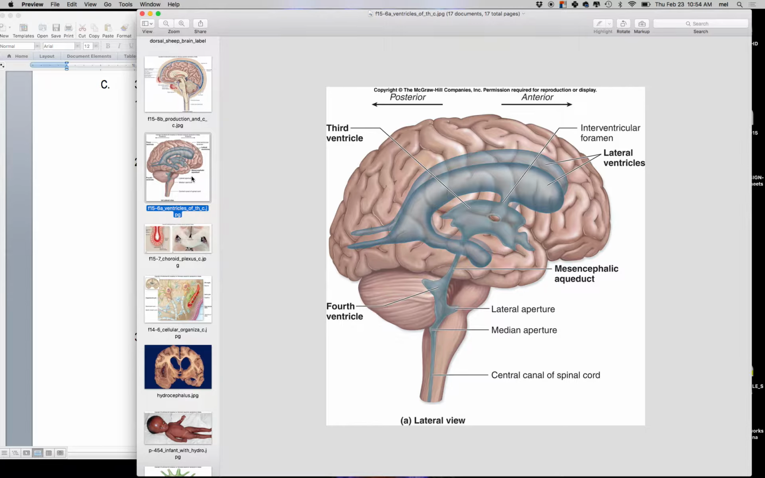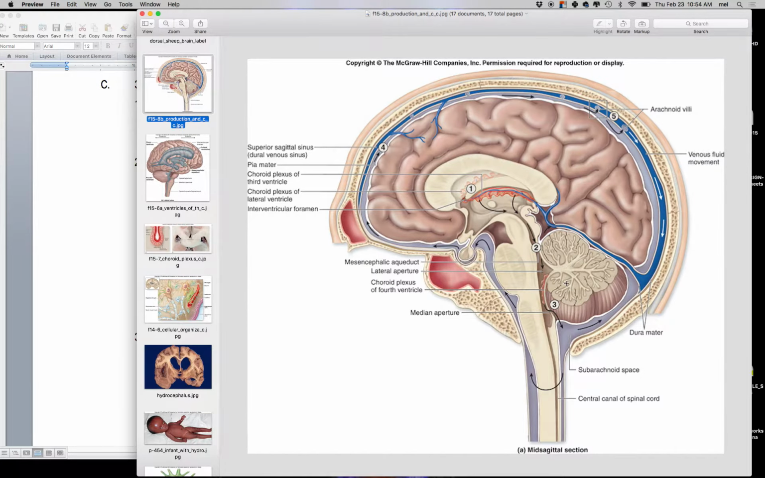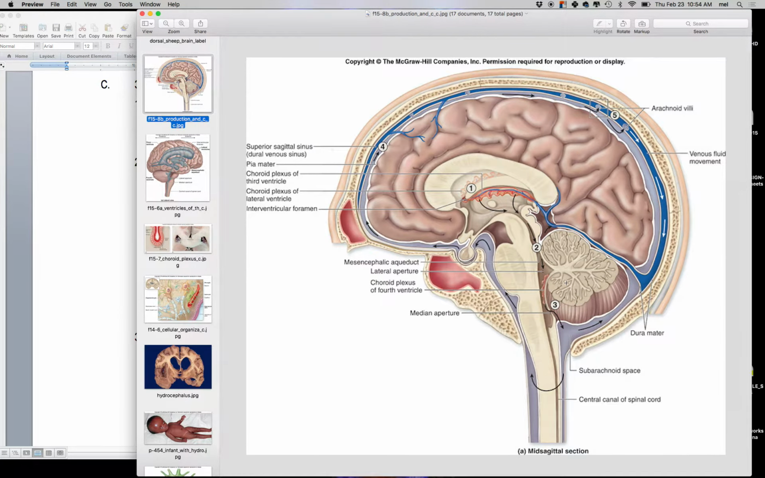And that's how you get the fluid from the inside where it's made to the outside where it also circulates. That makes sense? And it circulates in the subarachnoid space, not just in the brain, but also around the spinal cord, all the way. Does that make sense? Okay, so let's look at it in this figure then. This figure is supposed to show you cerebrospinal fluid circulation.